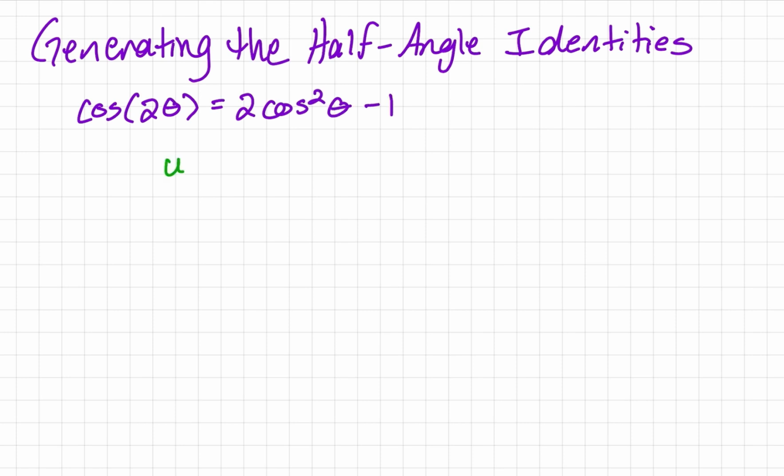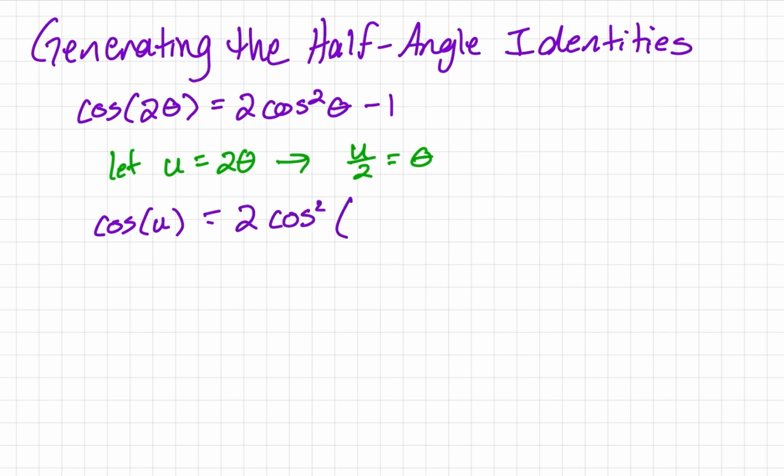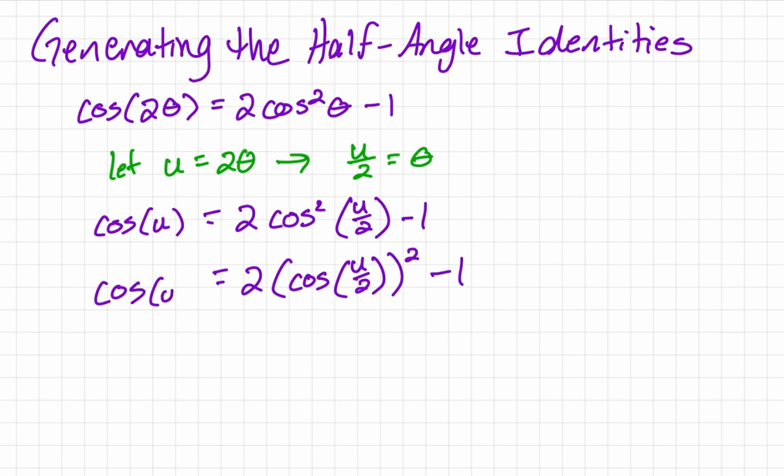I'm going to introduce a new variable u, and we're going to let u equal 2 theta, and then it would follow that u divided by 2 would be equal to theta. I'm going to make a substitution now into that double angle identity. I'm going to call this cosine of u equals 2 cosine squared of u over 2 minus 1. I'm going to rewrite this on the right to do the other type of notation for squaring a trig function. So I'm going to do the whole thing squared written like that, equals cosine of u.